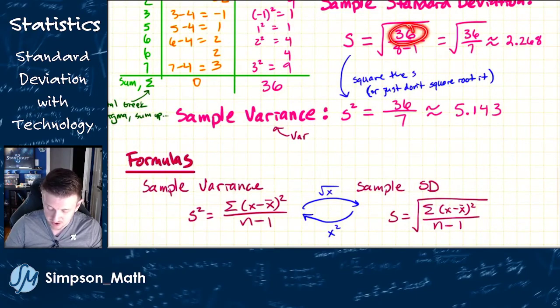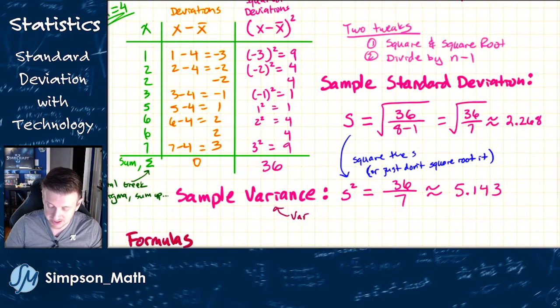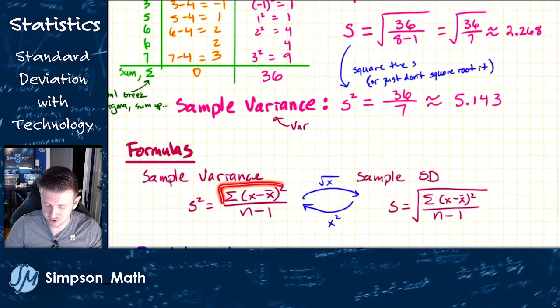This 36 was the sum of all my deviations squared. So I find each deviation, square it, and then add them all up, and that's 36, and that's what this numerator is here. And then all I have here is to divide by n minus 1. So that part should be more straightforward, but that sometimes throws some people.